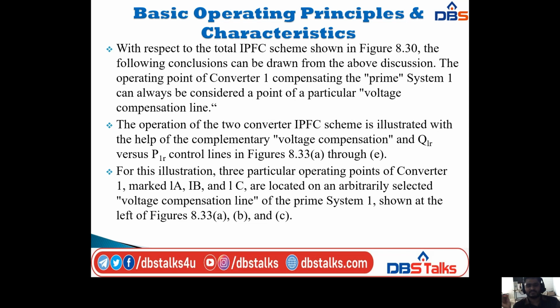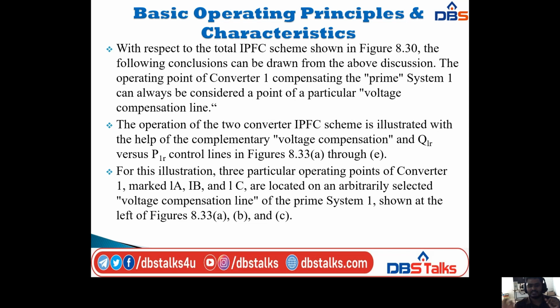And with respect to the total IPFC scheme shown in the diagram, that is 8.30, the following conclusions can be drawn from the above discussion: the operating point of converter 1 compensating the prime system 1 can always be considered a point on a particular voltage compensation line. The operation of the two converter IPFC scheme is illustrated with the help of complementary voltage compensation and Q1R versus P1R control lines in the figure. I will show the 5 diagrams, that is A, B, C, D and E.